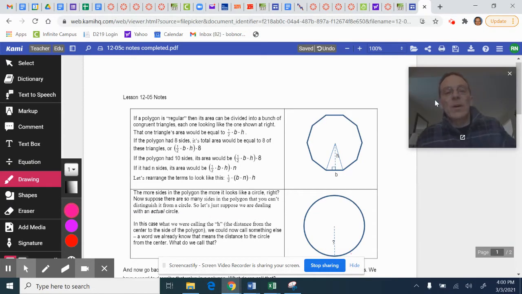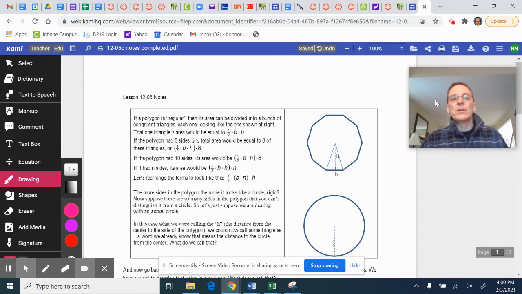All right, 12.5 notes here. Let's imagine that we are looking at a regular polygon. Trying to recall if last semester we did much work with regular polygons. I don't recall that we did. We may have talked about the meaning of the word regular, meaning sameness.